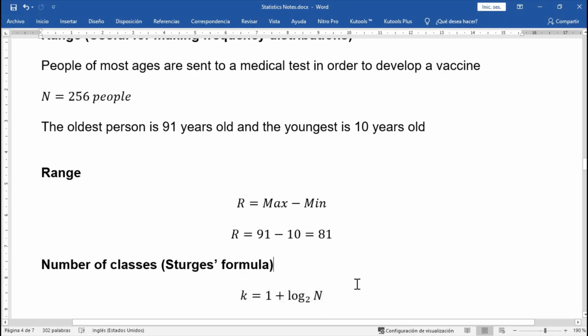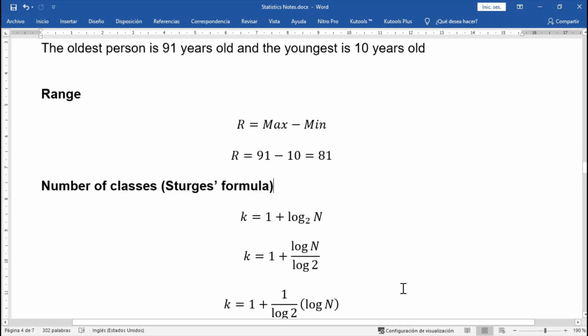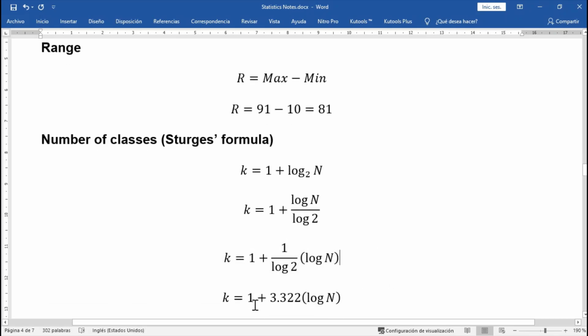And as you know, this can be expressed using a change of base according to math. So K equals 1 plus the logarithm of n, in base 10, right? But when it's base 10, we normally don't write 10. So it's the logarithm of n over the logarithm of 2. And we can also separate this using algebra: 1 plus 1 divided by the logarithm of 2, times the logarithm of n. This is a number, right? We are going to use 3 decimal places. And there we go: 1 plus 3.322 times the logarithm of n.